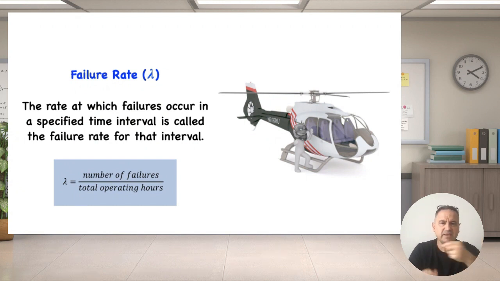It means, my friends, you can tell your friends like this: the failure rate is the number of failures within a specific time period, which is denoted by total operating hours. You will count the number of failures within a specific time interval, which will correspond to your total operating hours.